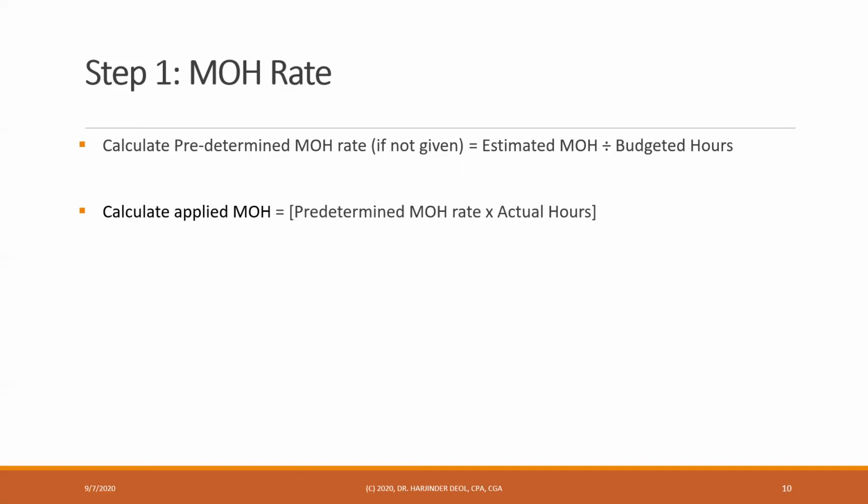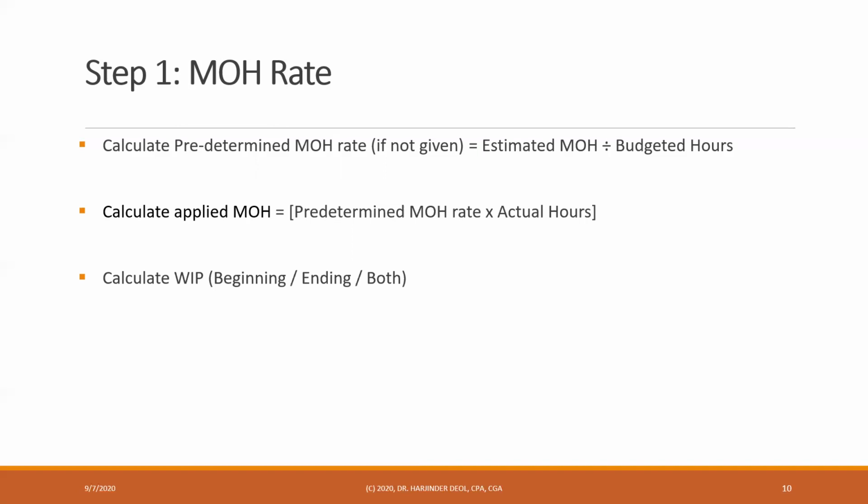Then, as production is carried out, we calculate the applied manufacturing overhead, and the manufacturing overhead is applied using actual hours. So the predetermined rate is calculated using budgeted hours, but the application of manufacturing overhead is done using the predetermined overhead rate, but on actual hours. Okay, this is often an area where people make mistakes. So please pay close attention to this fact.